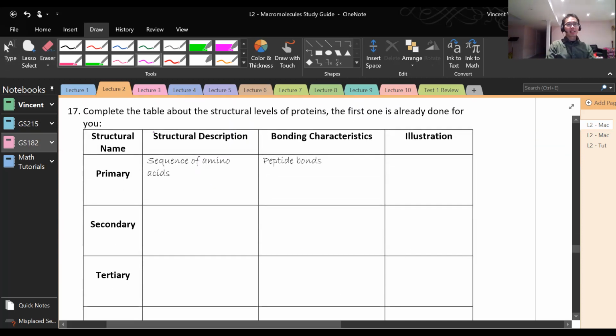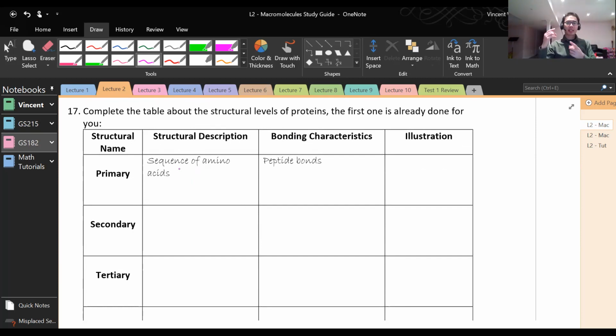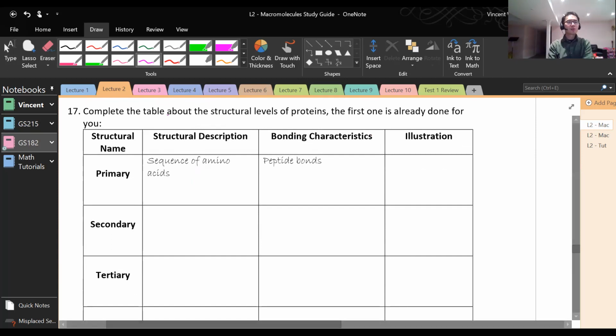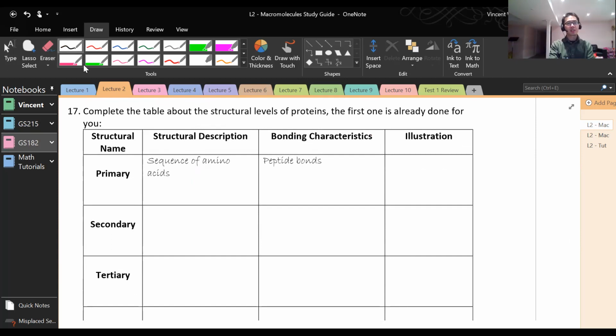Next one. Complete the table about the structural levels of proteins. The first one is already done for you. When we talk about how proteins fold together, we have different levels of structure, starting at the primary level, then secondary, and we move up from there. Let's review what those actually mean.